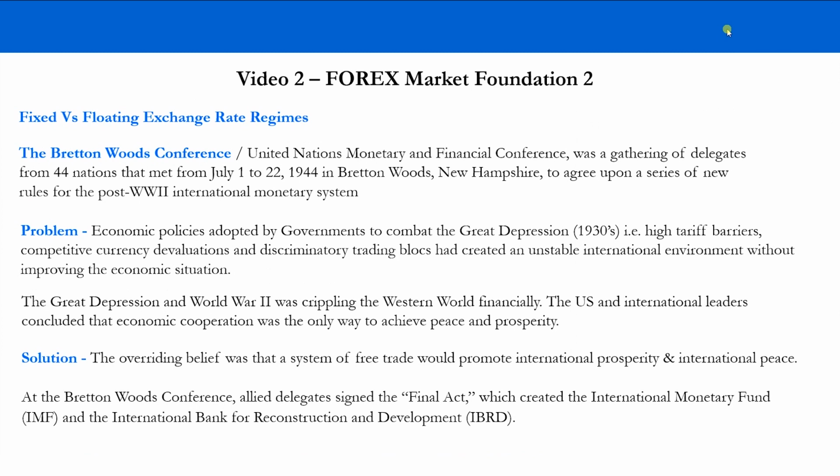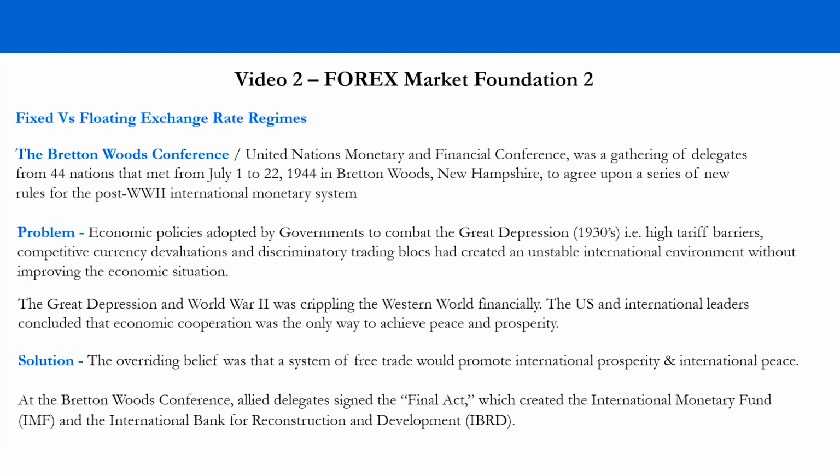And first we have to look at the history. Okay, so we're going to look at the history of fixed and floating exchange rates, and really the beginning of modern macroeconomics started during World War II, in 1944 at the Bretton Woods Conference, where 44 nations from around the world met at Bretton Woods in New Hampshire in the US, to agree upon a series of new rules for the post-World War II international monetary system.